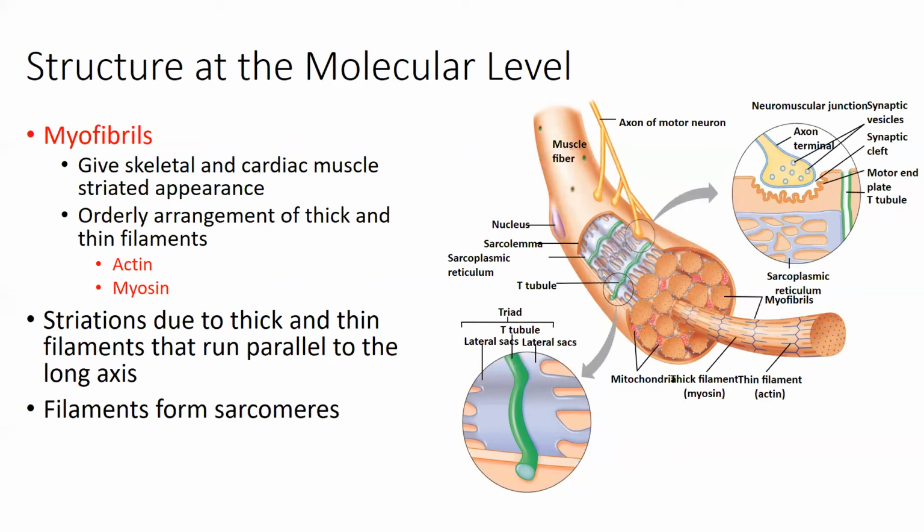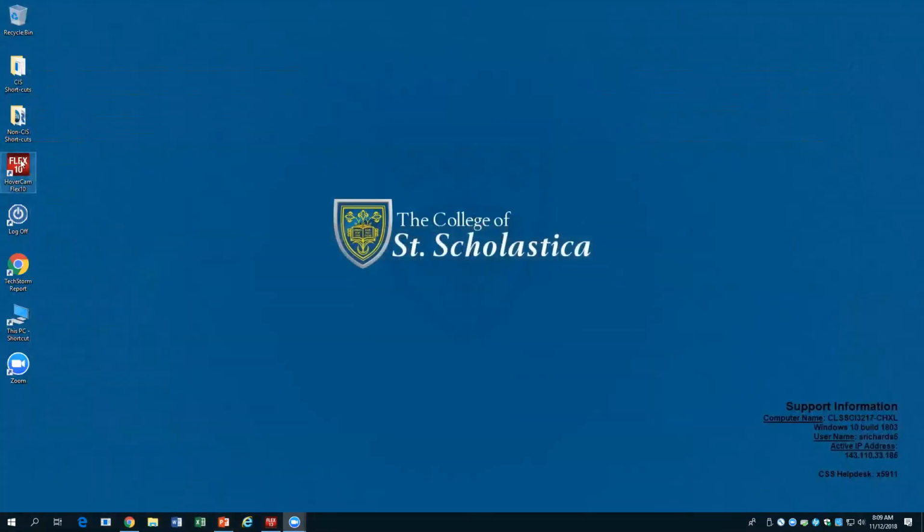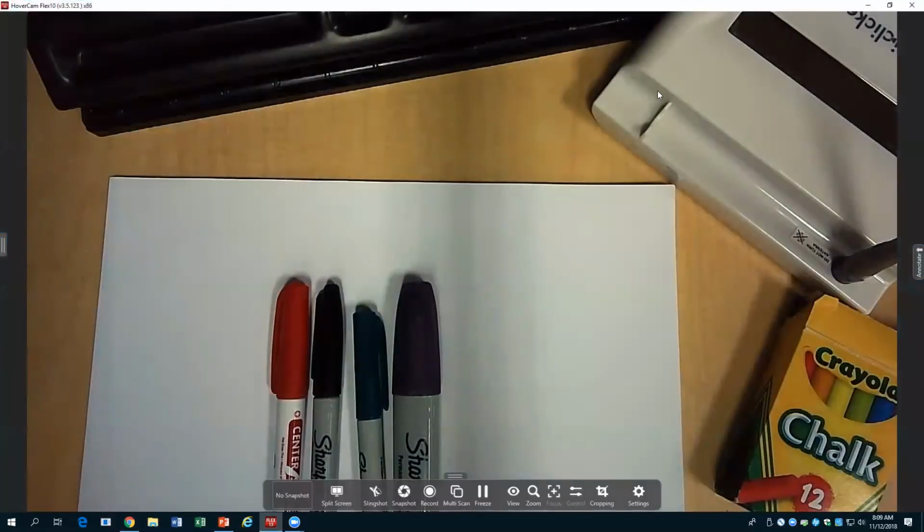But essentially, a sarcomere is the neat, orderly arrangement of two protein filaments, actin and myosin. So actin and myosin are going to alternate with each other and form a sarcomere. And this is what gives muscle a striated appearance. So skeletal muscle has that striated appearance because of the sarcomere, which is formed by actin and myosin. Any questions so far?